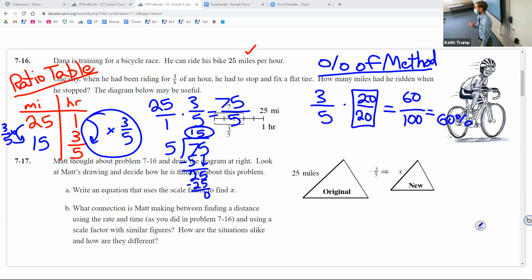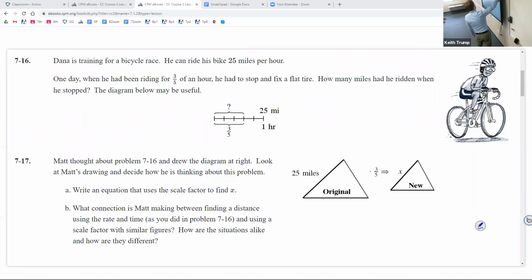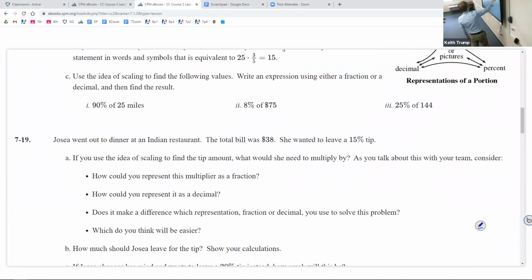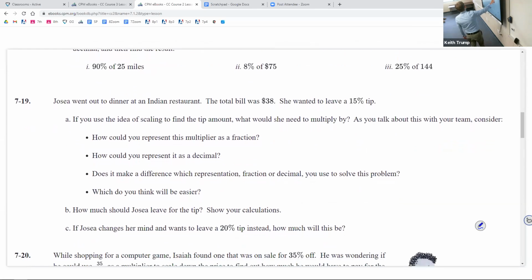So in this case, we're actually just going to use the ratio table for that first problem. Okay. Ratio table, so important. Percent of method, so important. Got to have both of those because sometimes one tool will make more sense than the other. Okay. All right. Now I'm going to erase my work and move on to some of these problems.